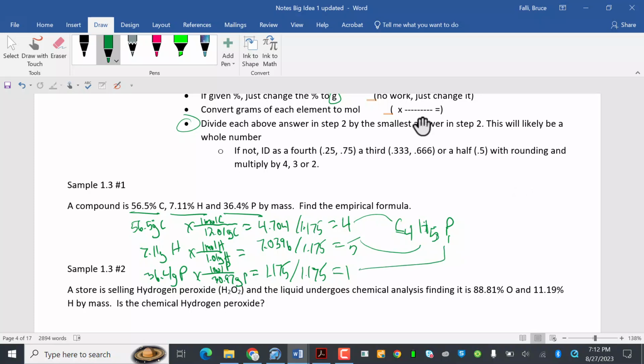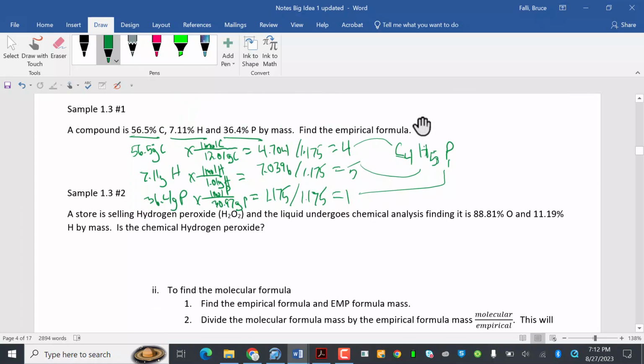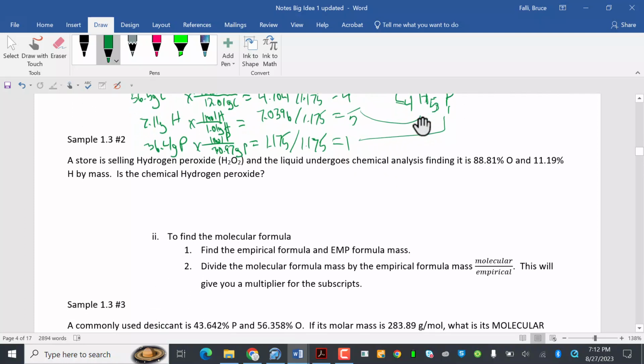A store is selling hydrogen peroxide, H2O2, and the liquid undergoes chemical analysis, finding it is 88.81% oxygen and 11.19% hydrogen by mass. Is the chemical hydrogen peroxide? So if it's got that ratio, it's going to be hydrogen peroxide, if that's what hydrogen peroxide says. So let's see. 0.8881 oxygen, that's grams right away, right? And 0.1119 grams of hydrogen.